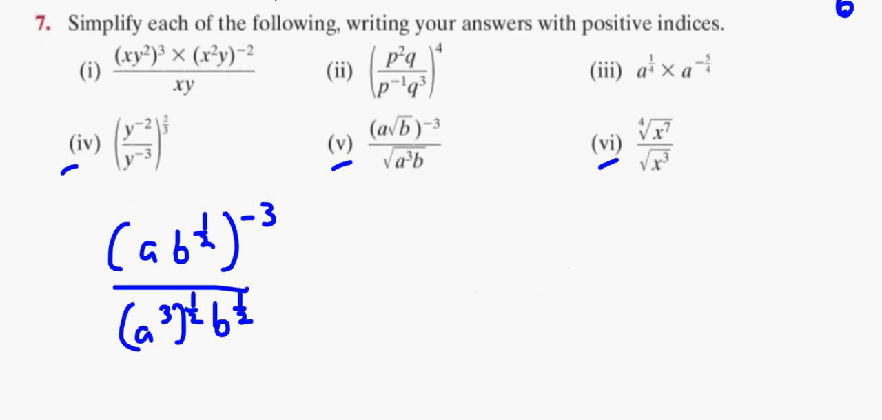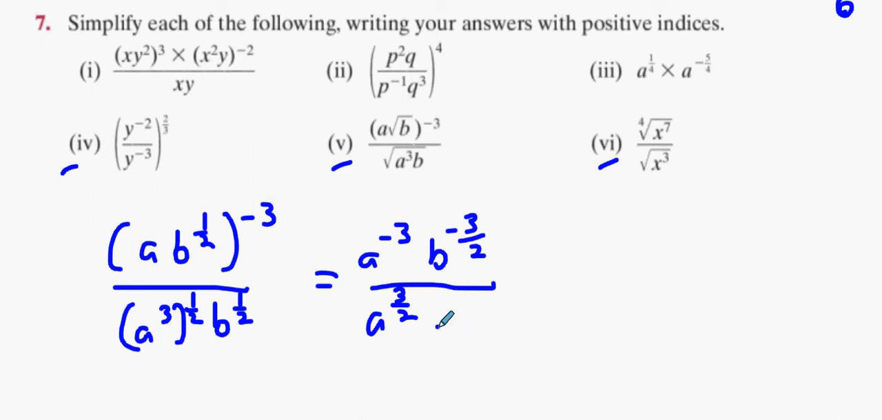Now, would everybody agree with a to the power of minus 3? What's minus 3 multiplied by a half? Minus 3 over 2, or minus 1.5. And on the bottom, 3 times a half. a to the power of 3 over 2. And then on the bottom, b to the power of a half. Anybody have any idea how to finish this one off?